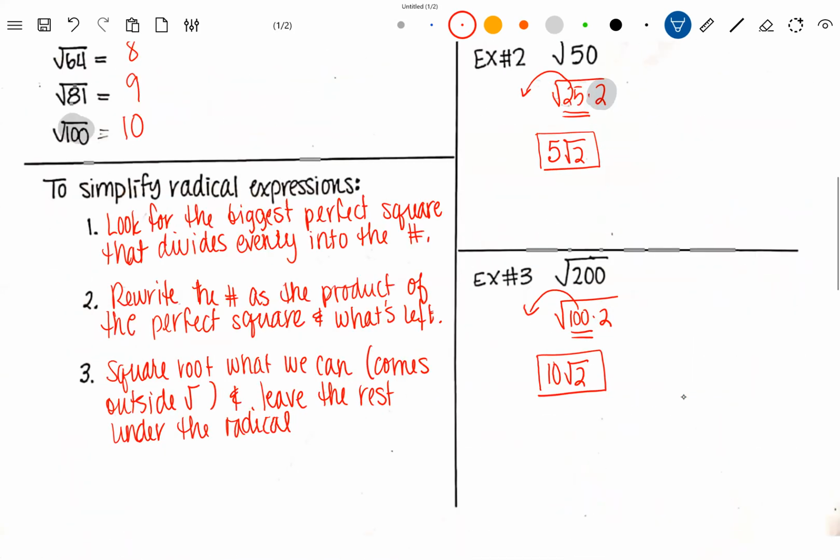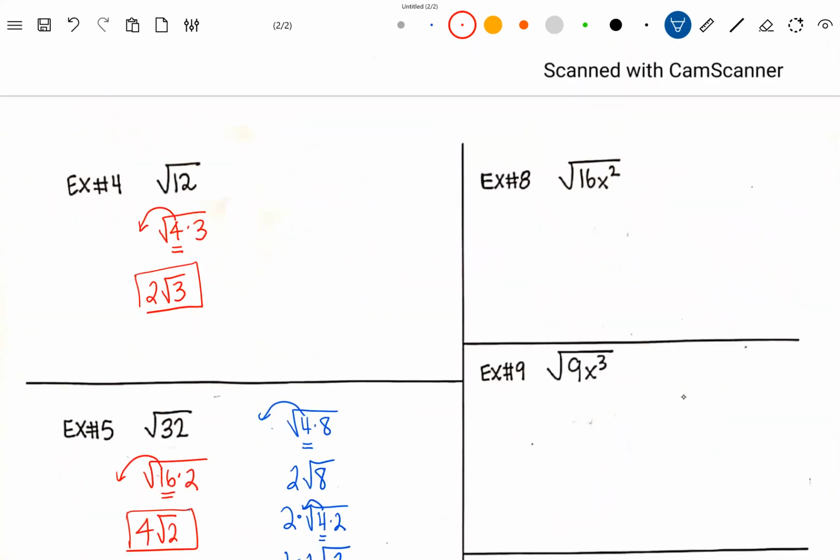So let's look at some examples of that one. Look at number 8 here. Okay, so 16 is a perfect square. I'm going to underline it because I don't have to rewrite it as a product of anything. And x squared, since that 2 is an even exponent, it's also a perfect square. I don't have to rewrite it as a product either. So the square root of 16 is 4. The square root of x squared, half of 2 is 1. So the square root of 16x squared is 4x. Because if I multiplied 4x times 4x, I would get 16x squared.